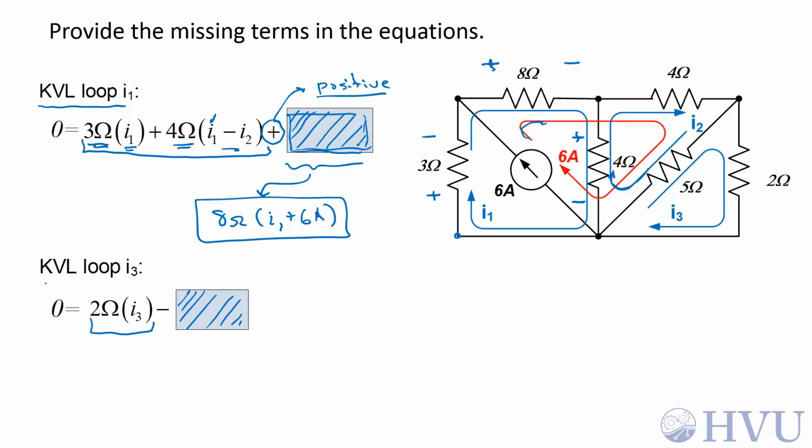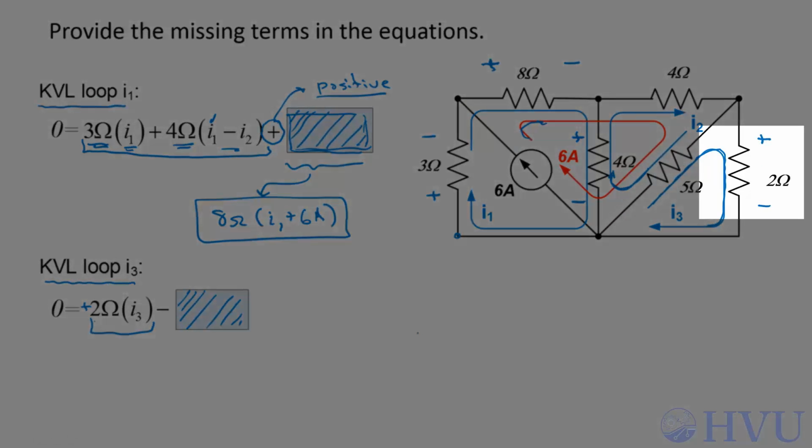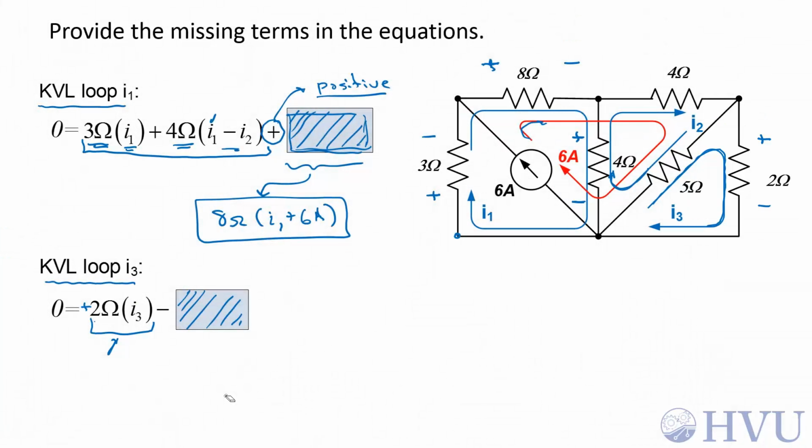Now let's take a look at mesh current I3. That's this one. It's going in this direction. We're given the term that's the voltage across the 2 ohm resistor. So this term is positive. That means that I3 is entering the positive terminal. So that gives me a sign convention that positive terms if I3 is entering.